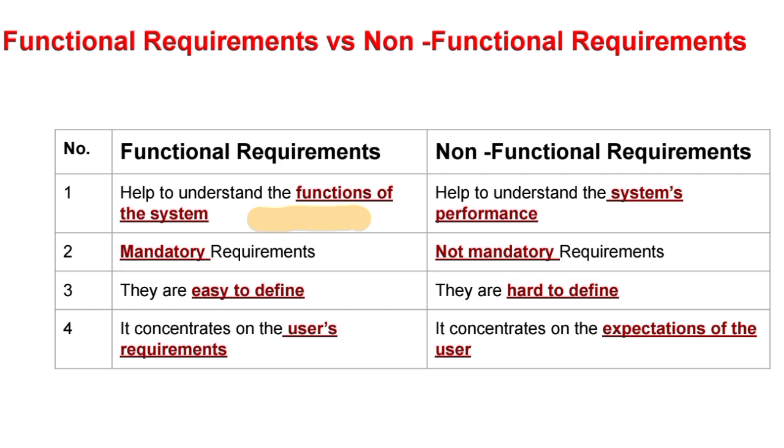In the other case, non-functional requirement helps to understand the system performance. For example, in a WhatsApp system, what is the system performance? How fast you can send a message to someone. This kind of system performance will count as a non-functional requirement. Then these functional requirements are mandatory requirements. That means it's a mandatory condition to develop one computer software.